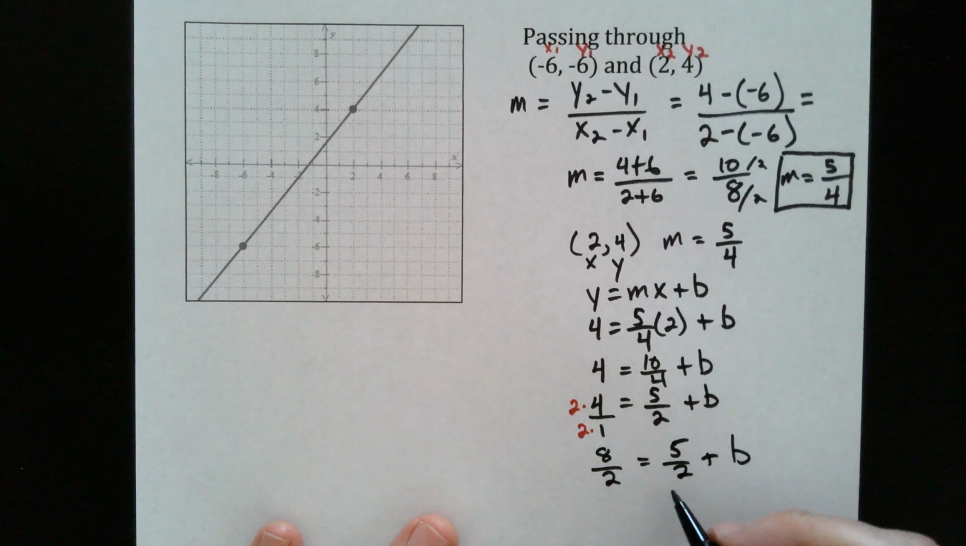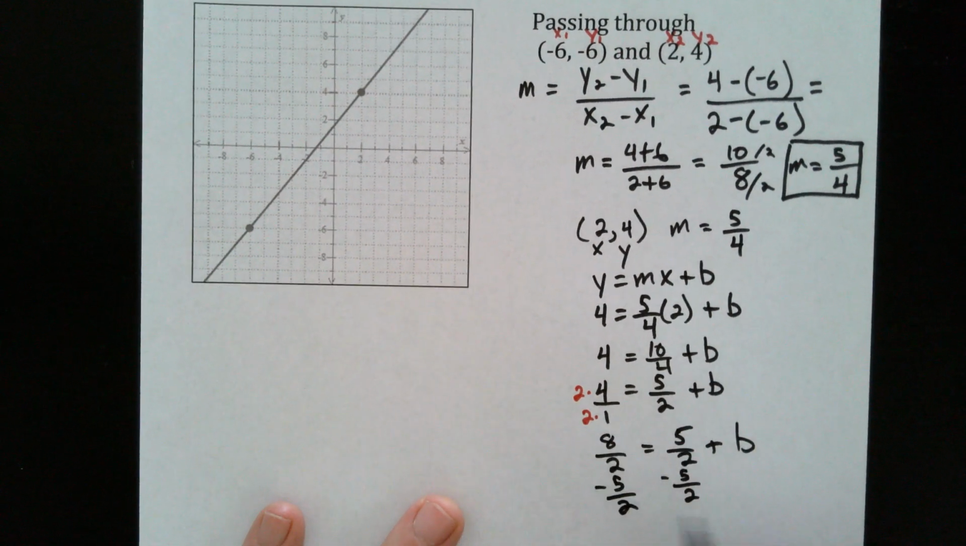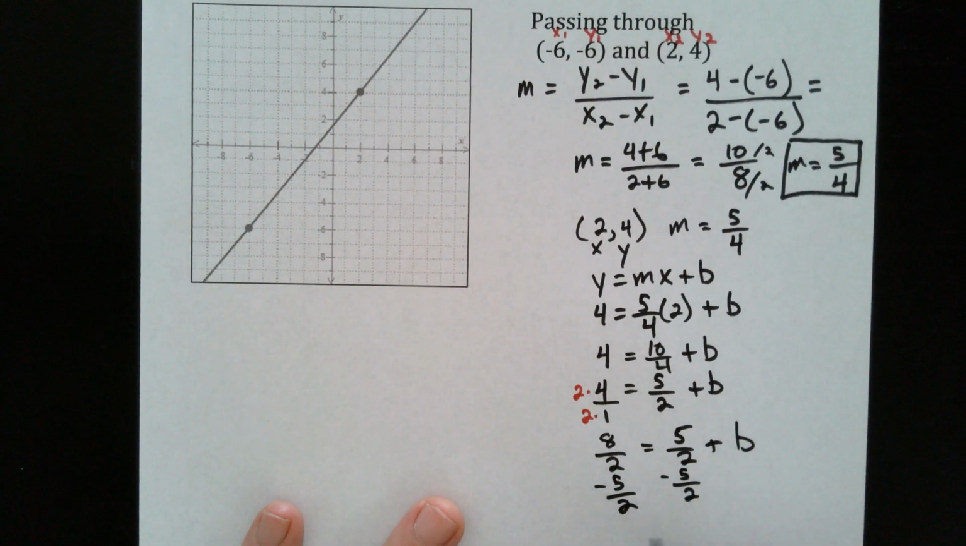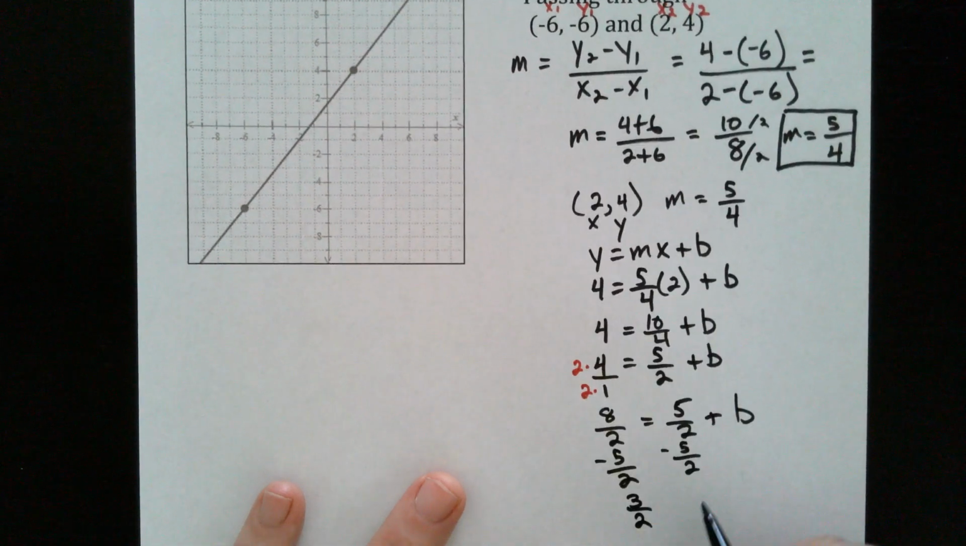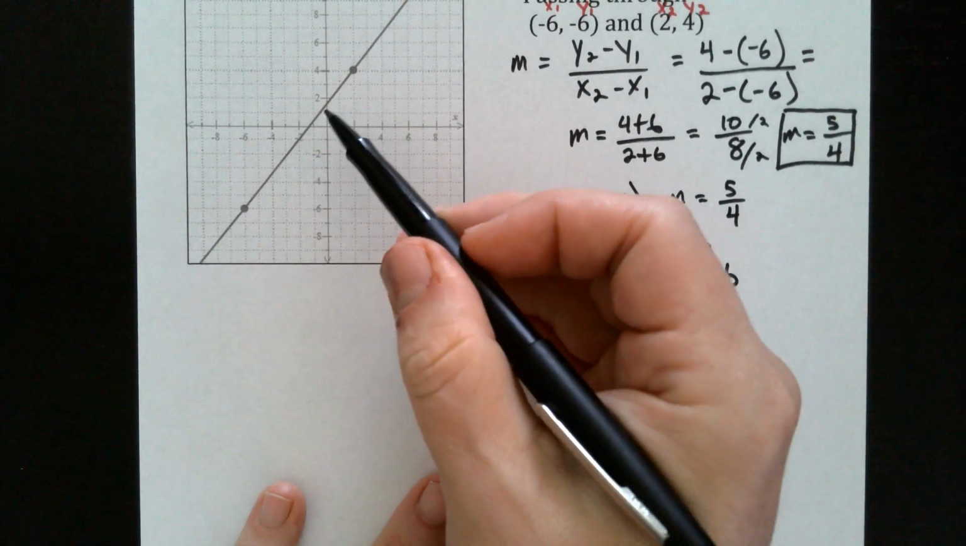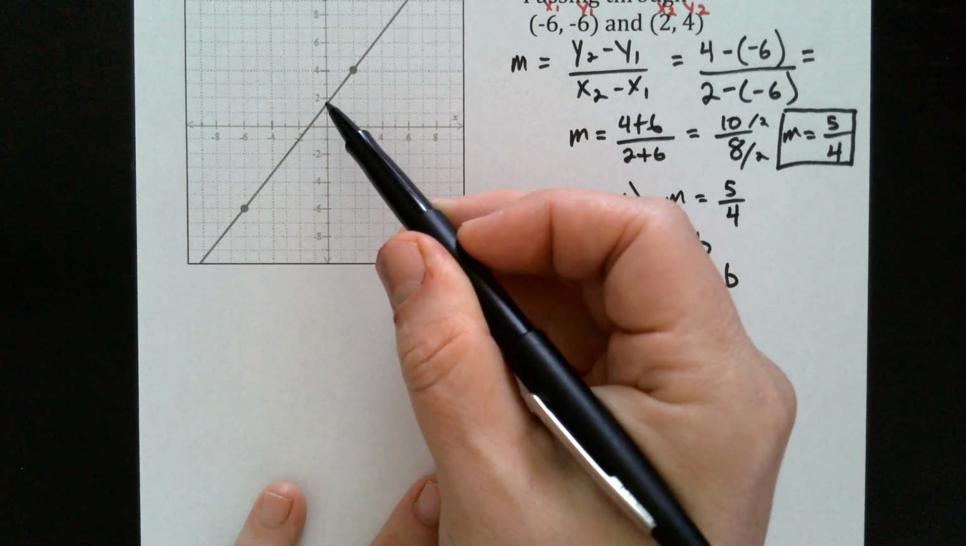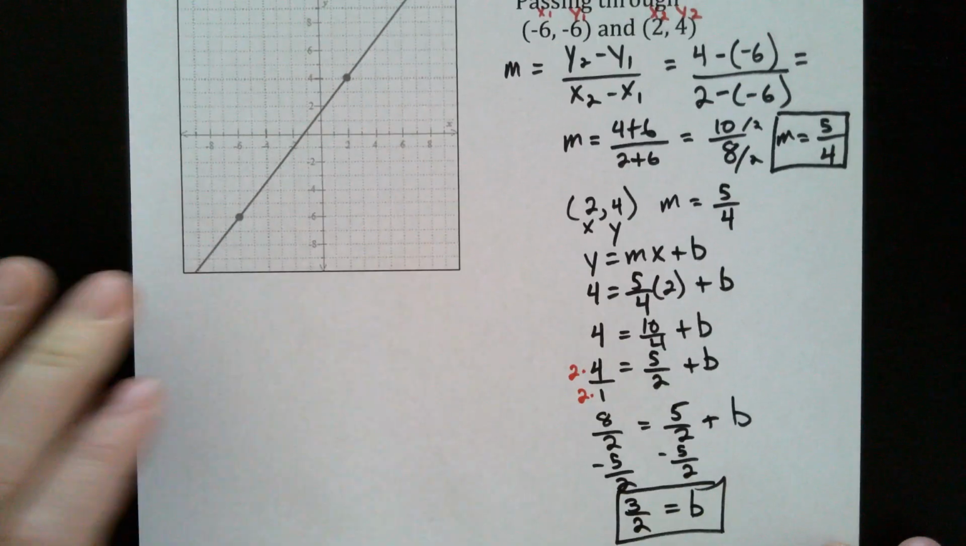If I subtract this 5 over 2 from both sides, I'll get my b. So 8 over 2 minus 5 over 2 is 3 over 2 equals b. And that's about what we saw. 3 over 2 is somewhere between 1 and 2, so 1.5, and that looks about right. It looks like that checks out.